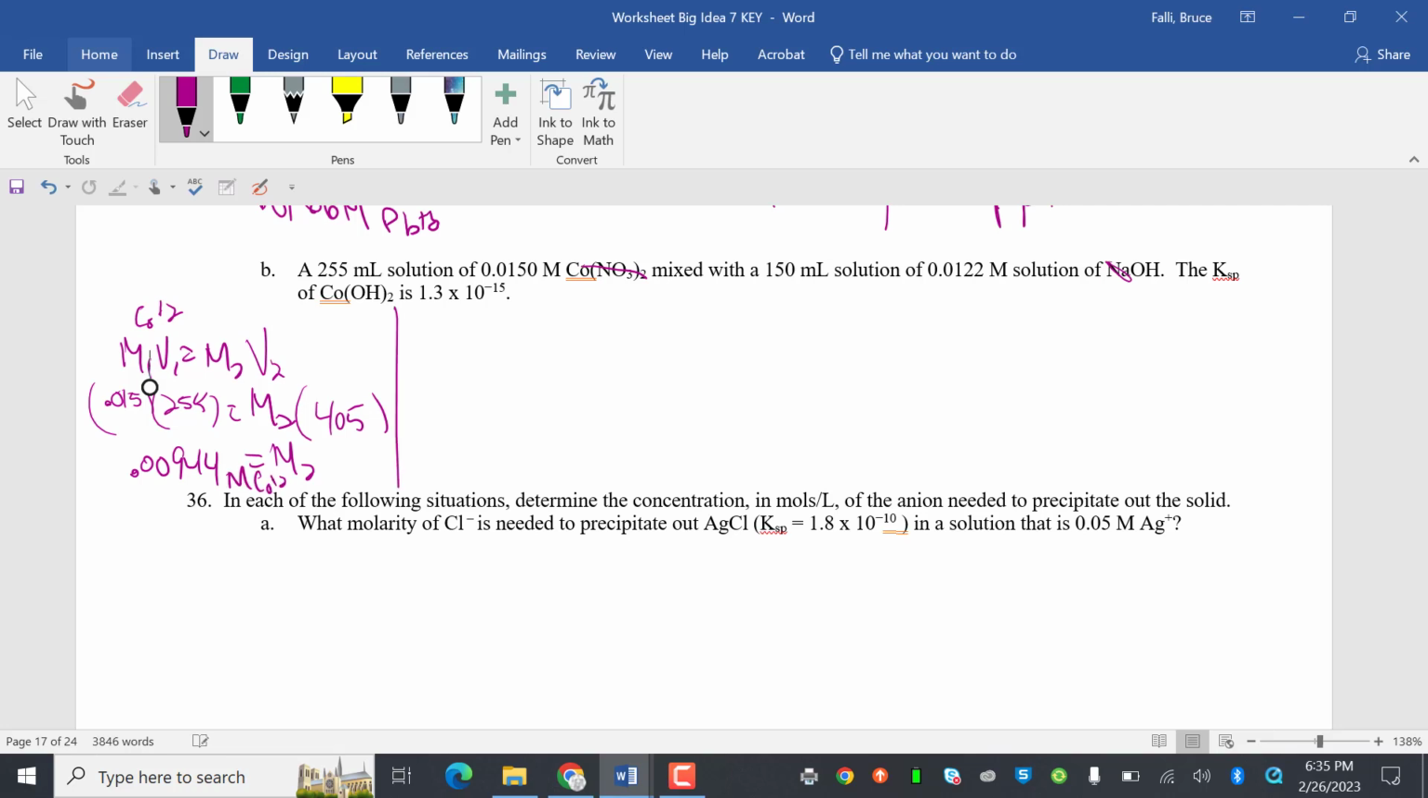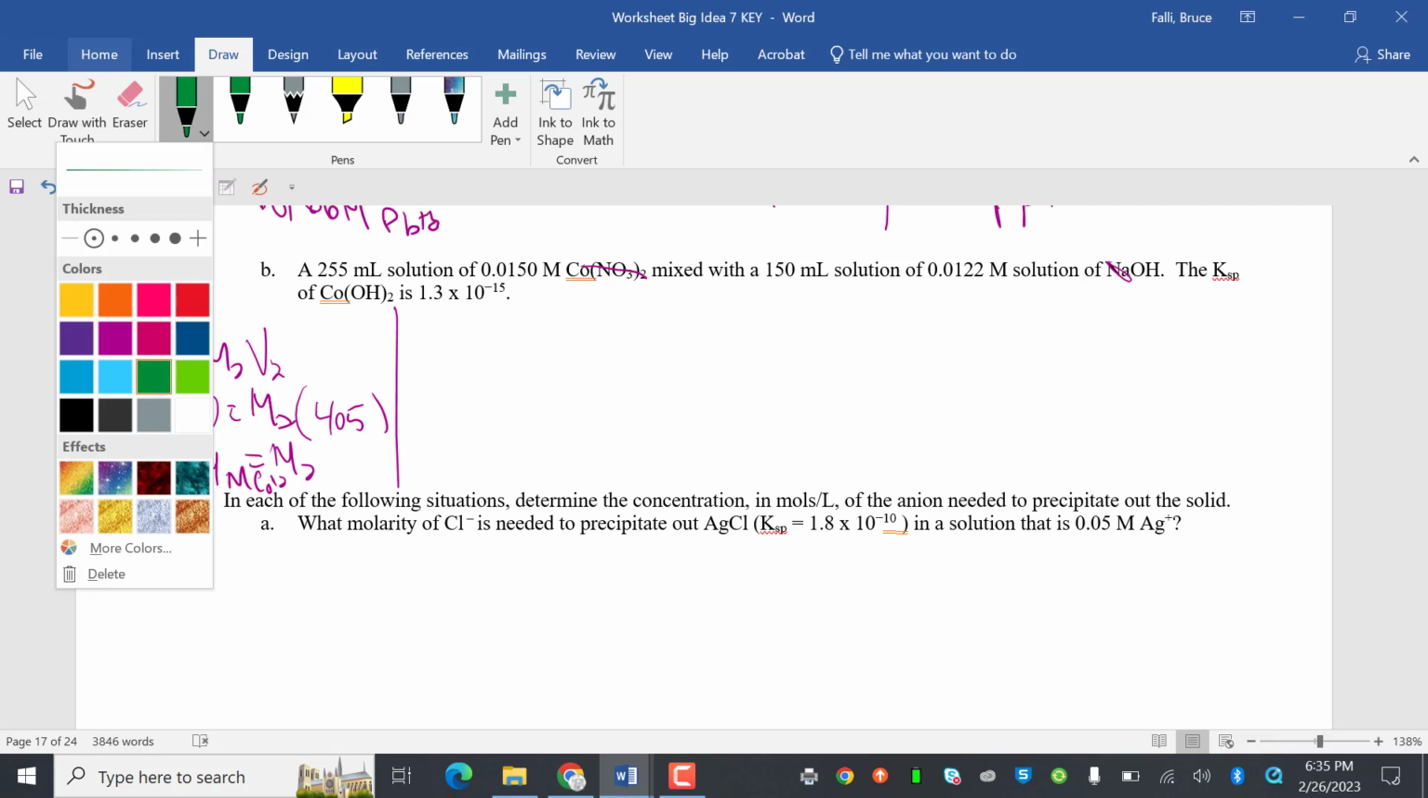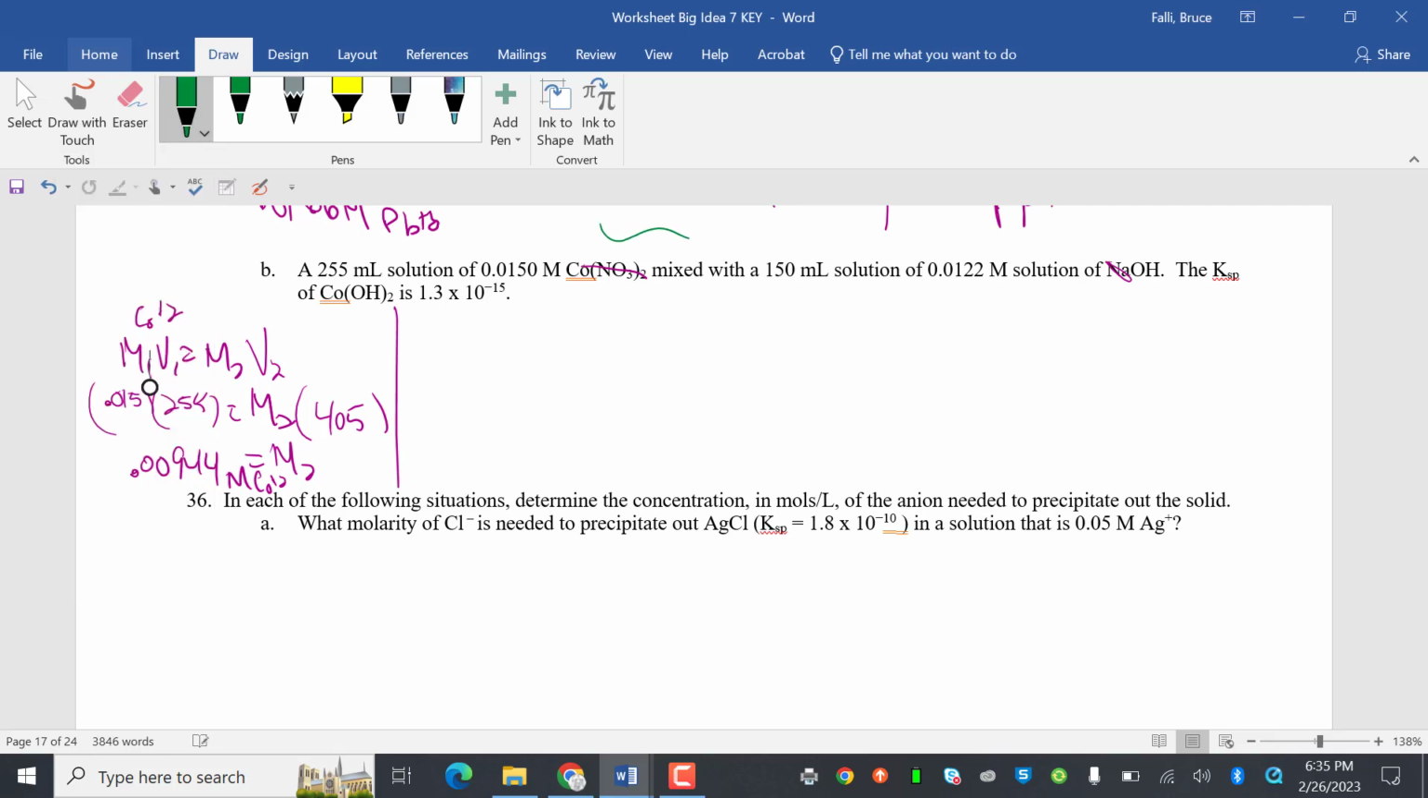So now I'm going to do the same thing. And then I need my OH negative. The original molarity is 0.0122. Original volume is 150, equals new molarity. New volume is 405. So my new molarity is 0.00452, and that's going to be OH negative.